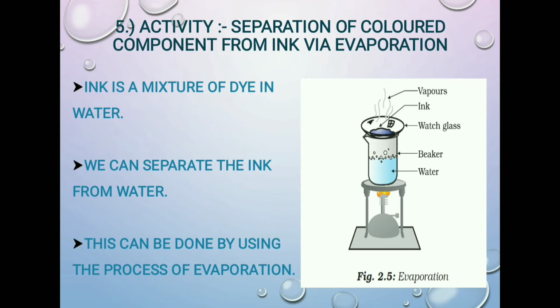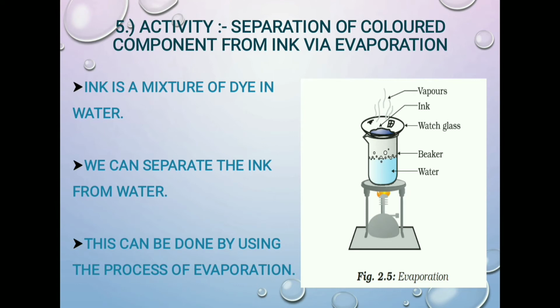If we observe carefully, then we can see that during evaporation, the volatile substance of ink, that is water, evaporates, while colored ink, which is a non-volatile substance, is left in the china dish as a residue. So children, we can also conclude from this activity that we can separate the volatile components from the non-volatile solute by the method of evaporation.